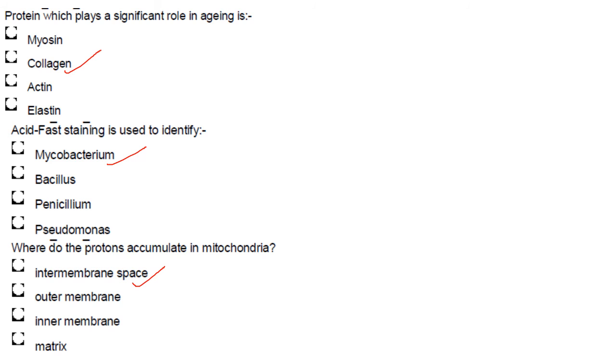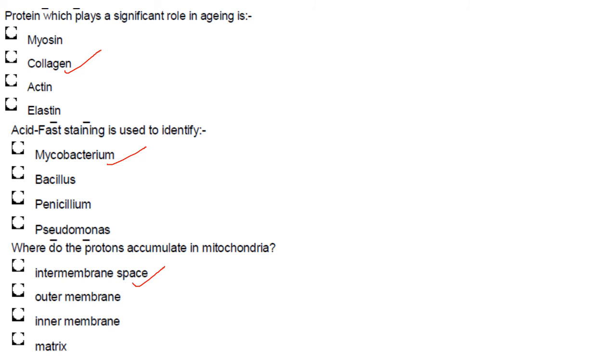Then next one, protein which plays a significant role in aging is. So actin plays an important role in embryogenesis, the healing of wounds and the invasivity of cancer cells, whereas myosin plays an important role in muscle contractions and a variety of movements of non-muscle cells including cell division. Then elastin plays an important role in the biomechanical functions of vital body tissues and organs such as heart, lungs, skin and the vocal folds. So the one which is left out, which plays a significant role in aging, is collagen.